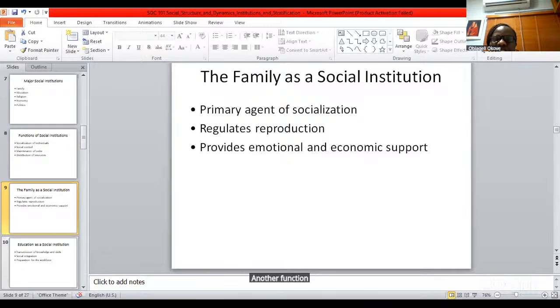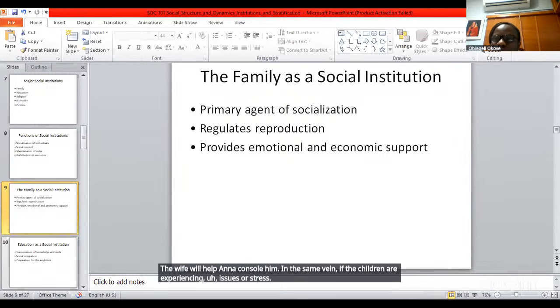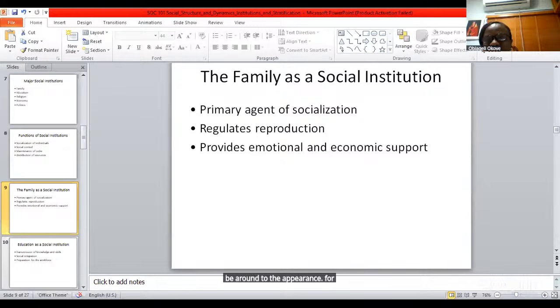Another function of the family is the provision of emotional and economic support. Like most of you here, your parents are the ones responsible for your stay in school. They ensure that they provide you with money for feeding and your daily sustenance. So the emotional support is that when you have issues, if the man has issues, the wife will help and console him. In the same vein, if the children are experiencing issues or stress, they run to their parents for emotional support.